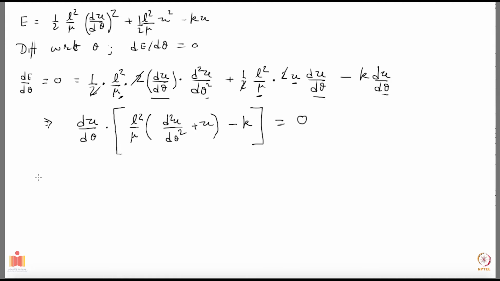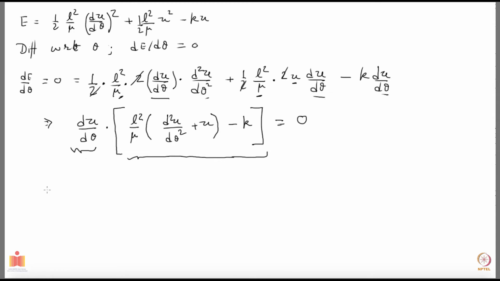Okay, so you have two possibilities: either this piece is equal to 0 or this piece is equal to 0. Now if du over d theta is 0, it just means that u is a constant, which means r is a constant, which means a circle, so a circular orbit, which is indeed a solution. Let's look at this piece then, which has more interesting things to offer.